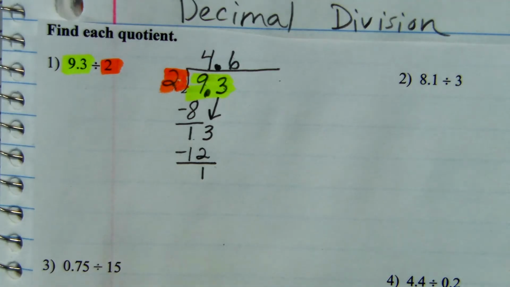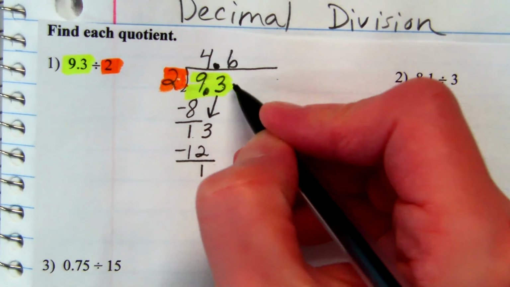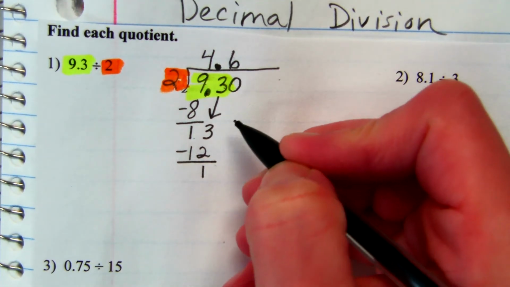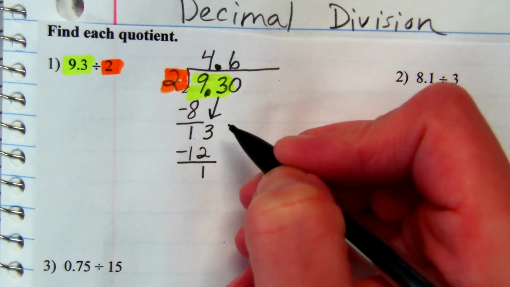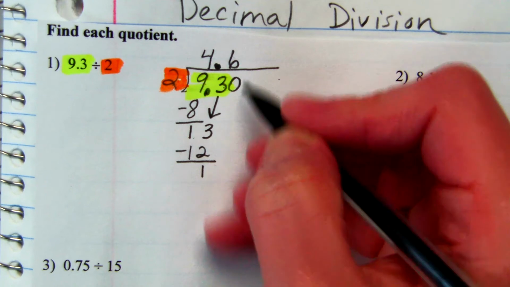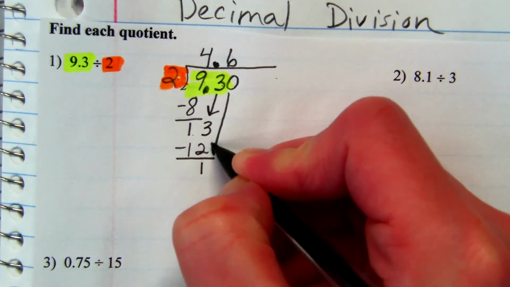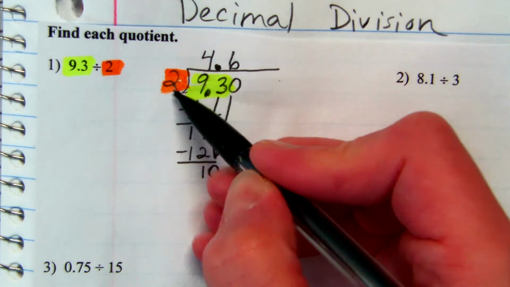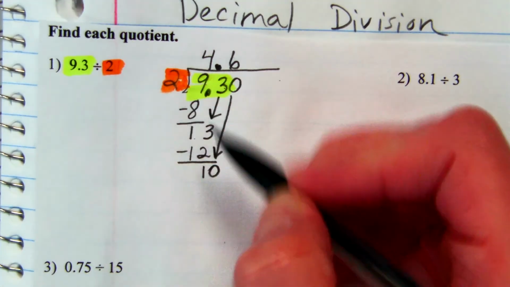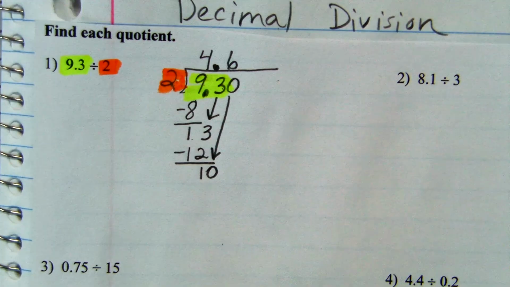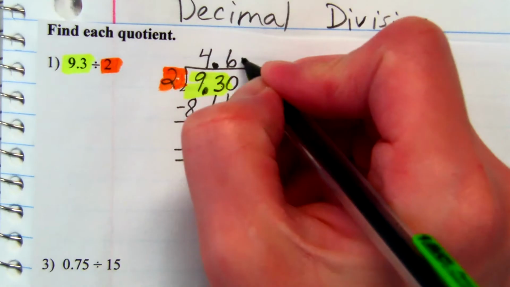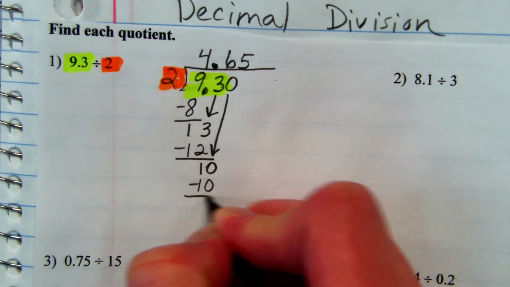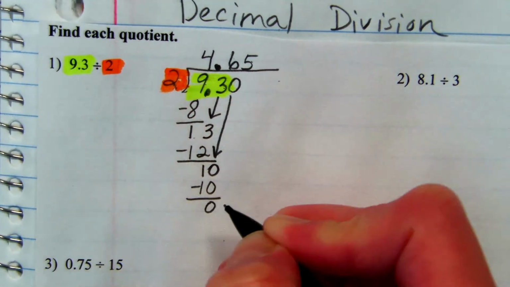And we're going to keep going. When you have a decimal, you could put as many zeros after that 0.3 as you want, and it's still 0.3. 0.3 and 0.30 are the same thing, and we do that so that we have a number to bring down. So now, how many times will 2 go into 10? Shay? 5 times. And then 5 times 2 is 10, and we'll subtract. And we get 0 for the remainder.